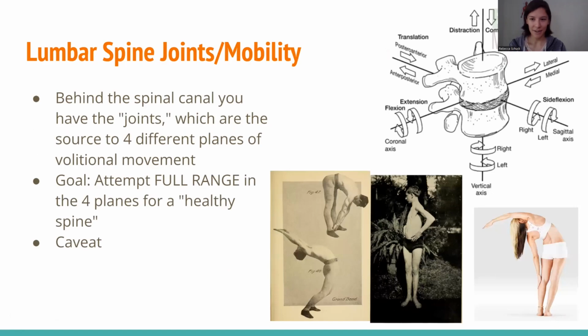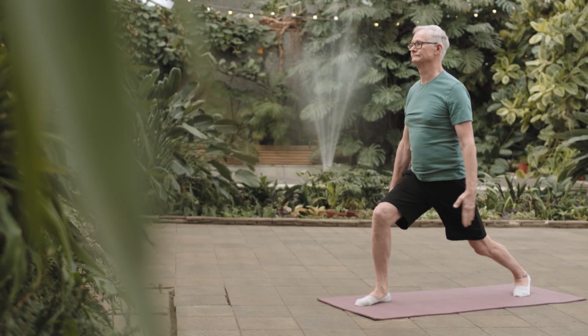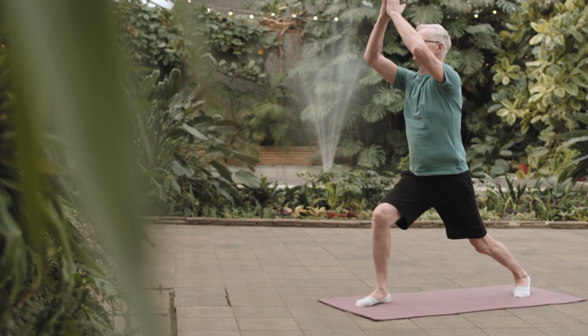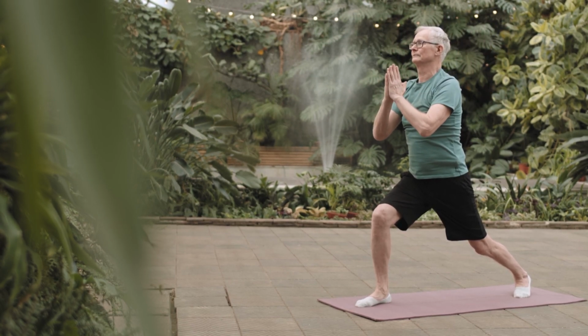Okay, so our last slide is on the lumbar joints and how they allow our mobility. The lumbar spine allows for 4 different planes of movement, and this is going to be, of course, your flexion, forward bending, extension, backwards bending, rotation, and then side bending. Now, if we're considering a healthy spine, our goal is to maintain the full range of movement in all 4 planes of this direction. So that's why yoga is considered a very good and healthy practice, because it's allowing for this to happen.